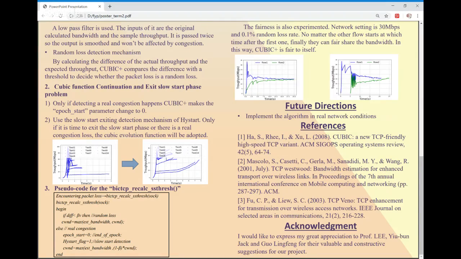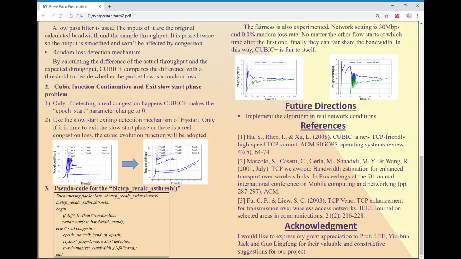As you can see from these two figures, the left one is the one I implemented originally, that it will grow very slow since the maximum value is the estimated bandwidth. However, as for the second one, it will use the cubic function to grow. And as for the second problem, it is the existing slow start phase problem.